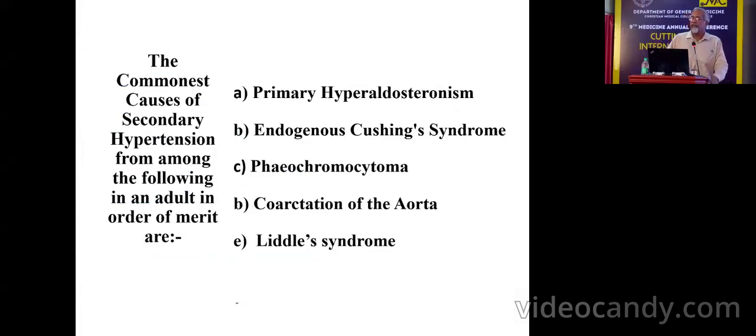So yes, the commonest cause is primary hyperaldosteronism, then endogenous Cushing syndrome, and so on, and in order of merit, this would be your case list that you should be thinking about over here. Depending on the population and the center you're trying to diagnose it in, about 5 to 15% of your patients who have refractory hypertension probably have primary hyperaldosteronism rather than essential hypertension.